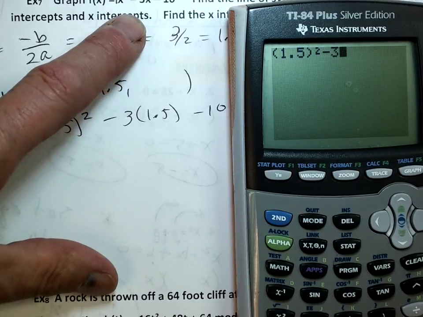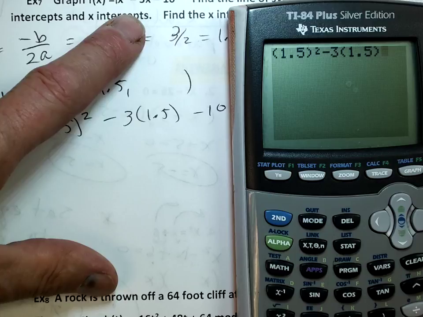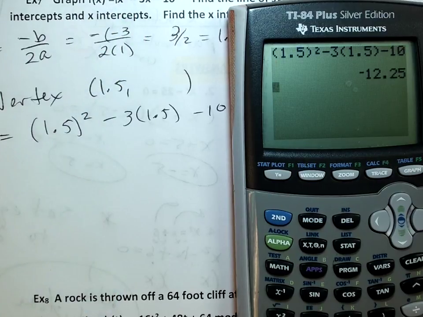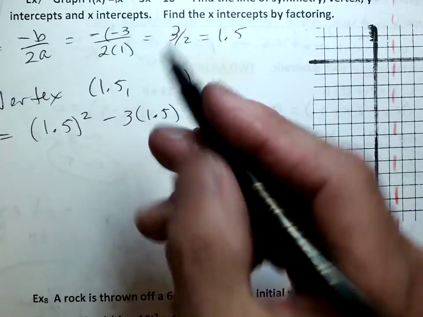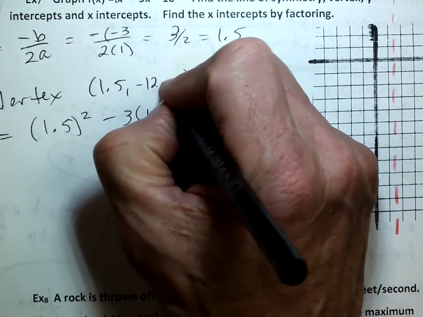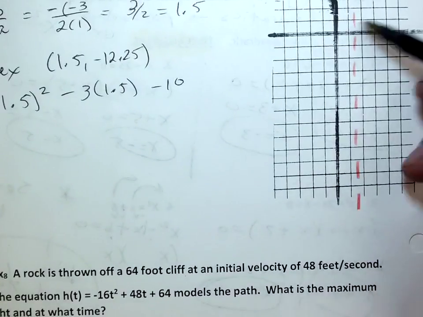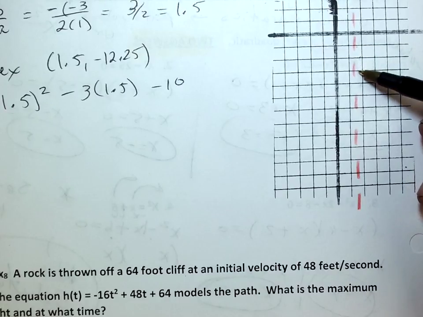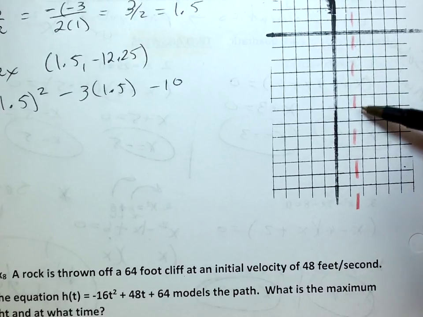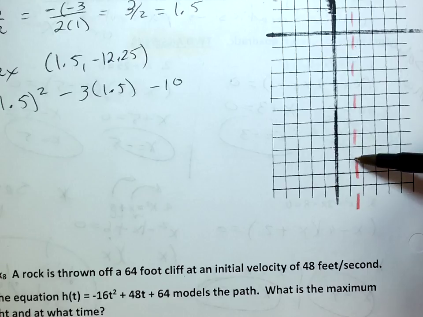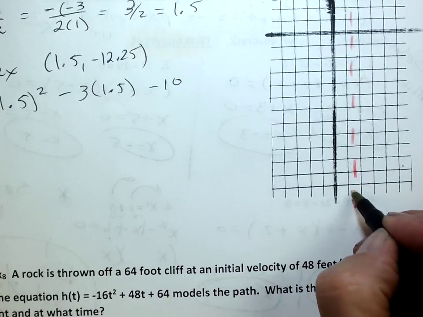Minus 3 times 1.5, right? Subtract 10, and I get an answer of negative 12.25. Negative 12.25. Okay, so 1, 2, 3, 4, 5, 6, 7, 8, 9, 10, 11, 12.25, about there.